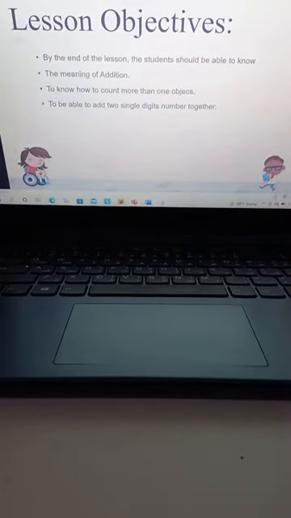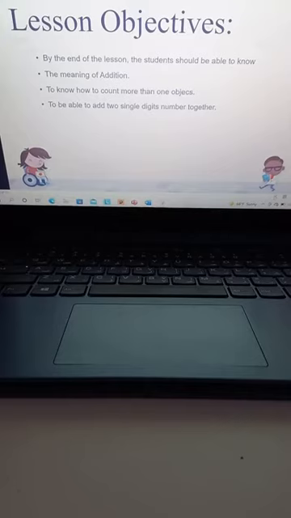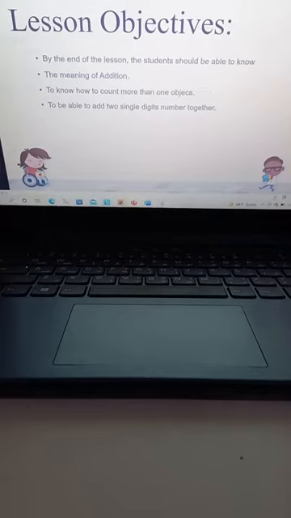Okay, now let's see the learning objectives. By the end of today's lesson, you should know what addition means. You should know the meaning of addition. You should also know how to count more than one object, and also know how to add two single-digit numbers together. So this is what you are going to know after today's lesson.